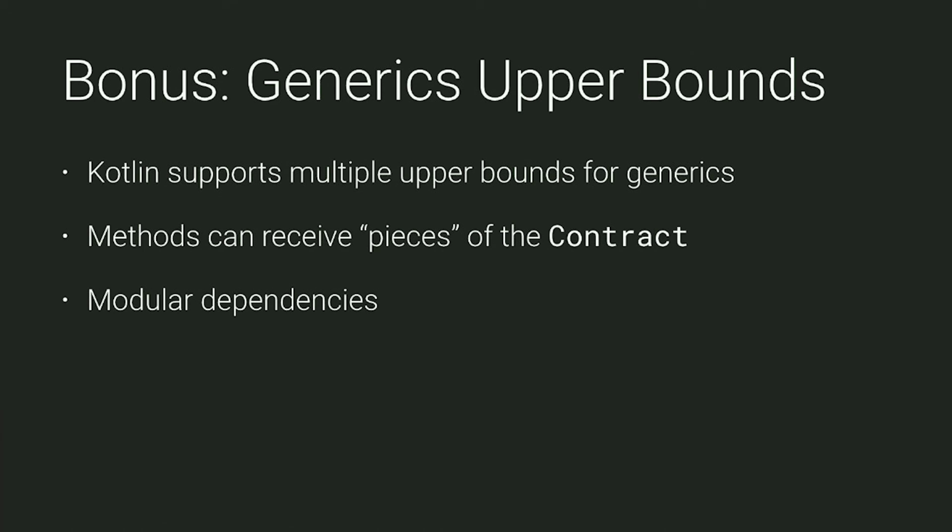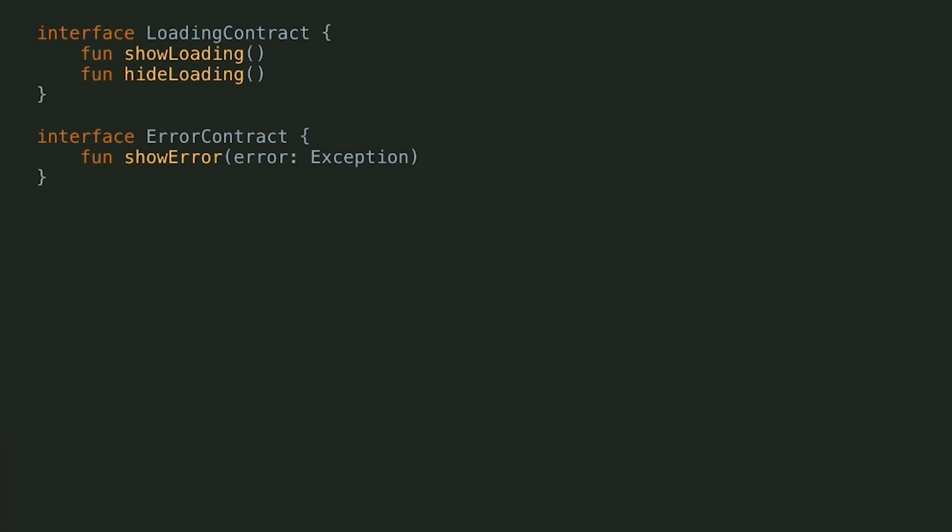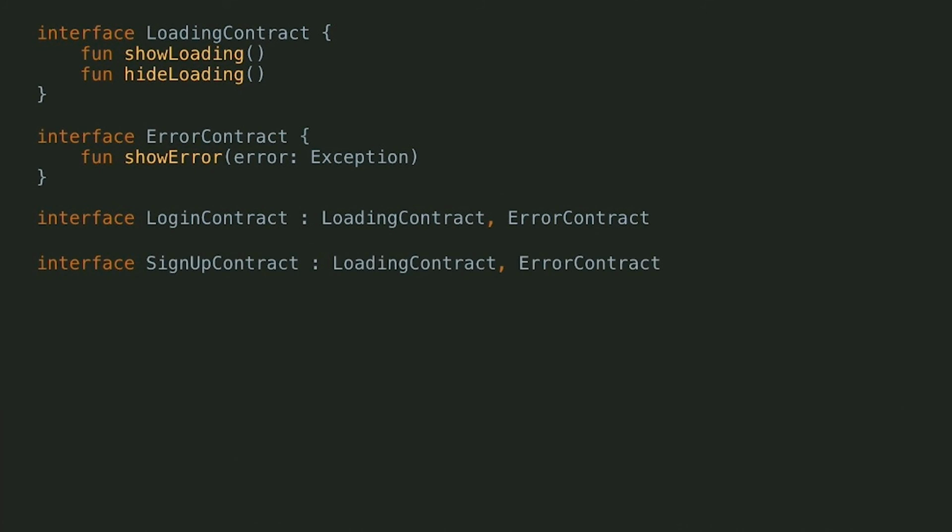By doing that, we can have modular dependencies, and our methods can be more about thinking about behavior and not about how to solve an entire feature. To give you an example, we had a loading contract from before. We can create a new one called error contract. Suppose a show error method that accepts an exception. Then we can have the login contract like before, and this contract can implement both loading and error. And we can have a sign-up contract that also implements loading and error.